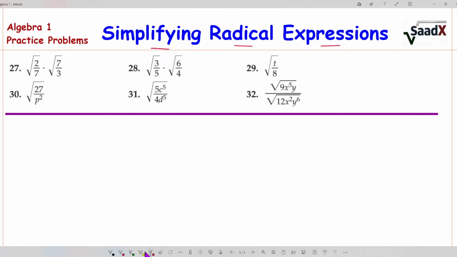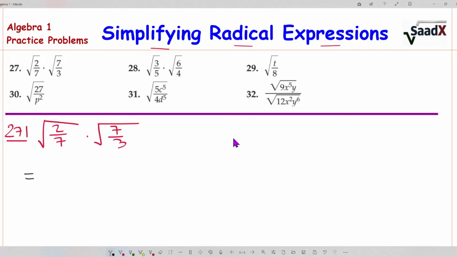We are starting with number 27. The question is root 2/7 times root 7/3. Our first target is that we will not keep any root in the denominator. So what can we do?